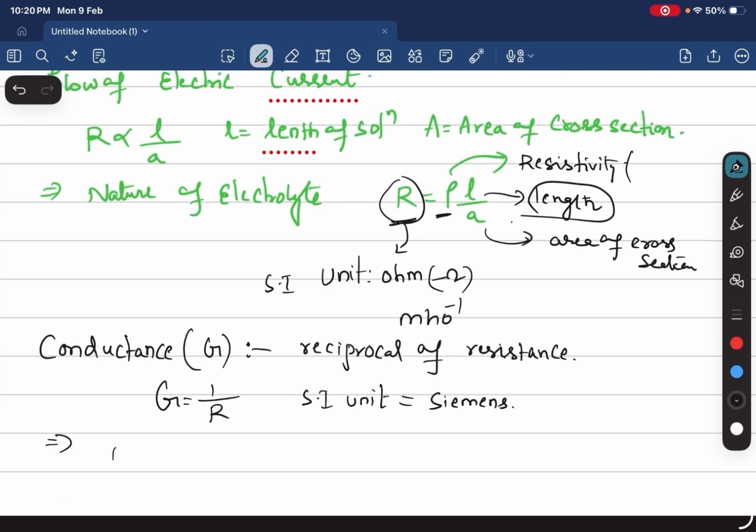So mainly conductance depends on the dimensions of the solution. This is a very, very important point. We will discuss it. Questions are mainly asked from this only. So this is about conductance.